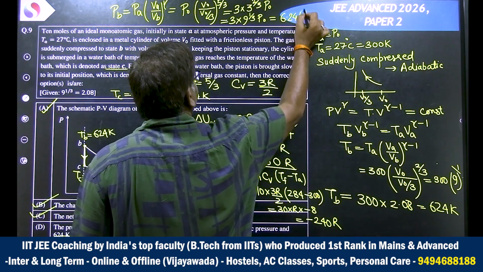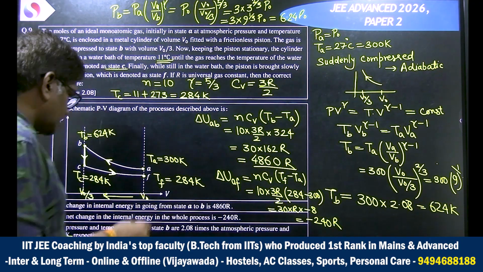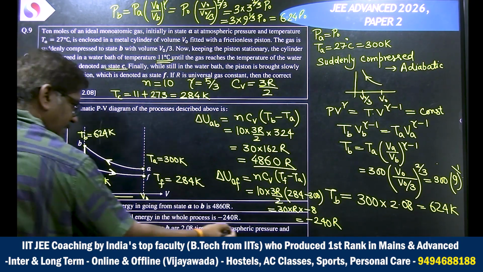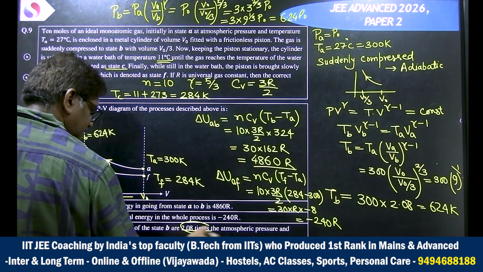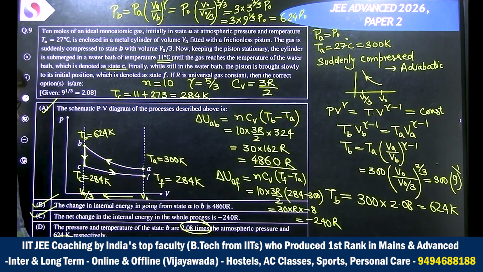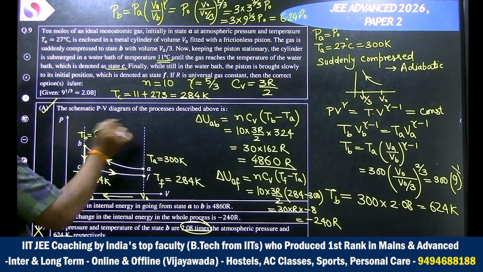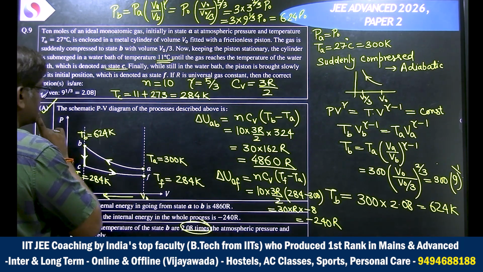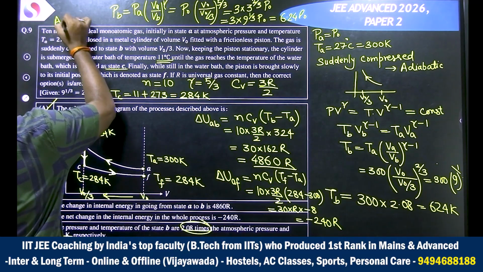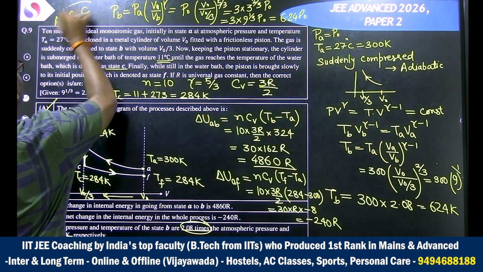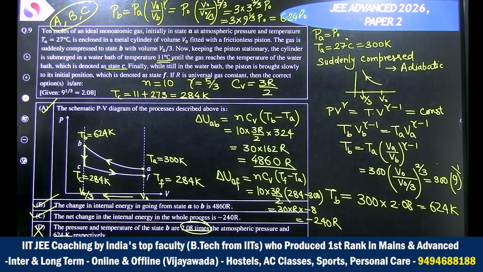P naught. So they are saying 2.08 times of the atmospheric pressure. No, this is 6.24 times of. That's why option D is wrong. So though temperature is satisfied, the atmospheric pressure will not be satisfied. It will be 6.24. Okay, so therefore we are going with the options A, B and C for this. 3 options are correct, A, B, C.